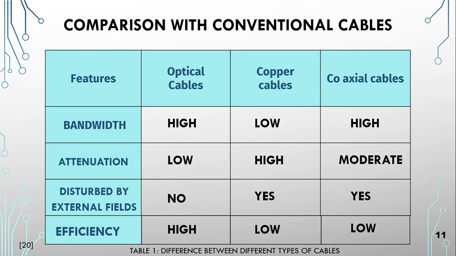And we can also look at that optical fibers are not disturbed by any external fields, whereas copper cables and coaxial cables are disturbed by external fields. Efficiency is also higher for optical cables, whereas copper cables and coaxial cables have comparatively lower efficiency.